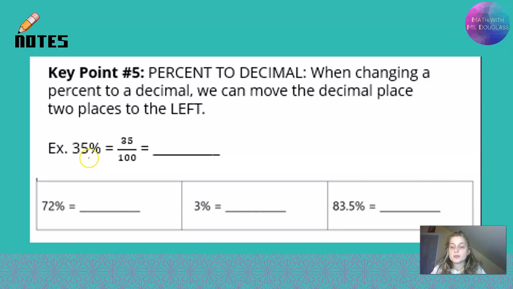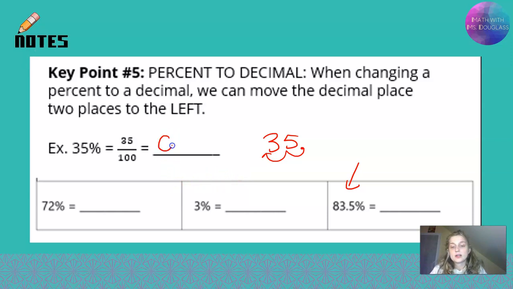If I give you 35%, we can remember that all whole numbers, like 35, have a secret hiding decimal behind them at the end. Or if it's not a whole number, like right here, the decimal point is already in the problem. But if you don't see one, you can put it at the end of your number and then move it 1, 2 places to the left.